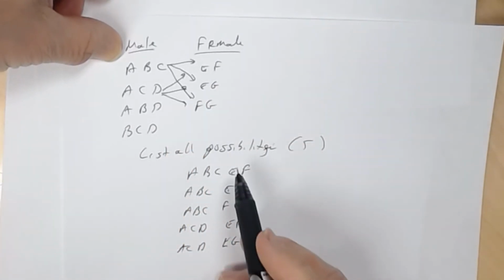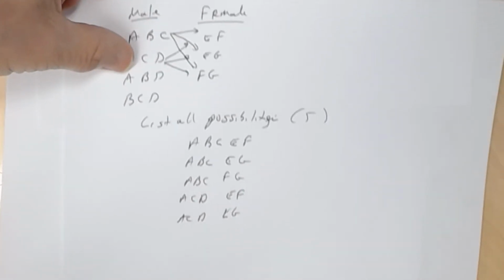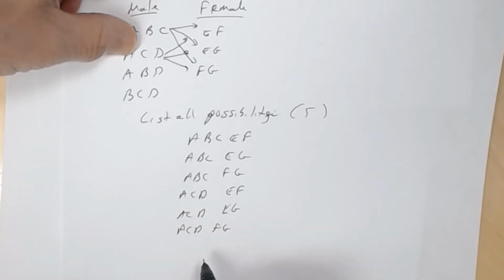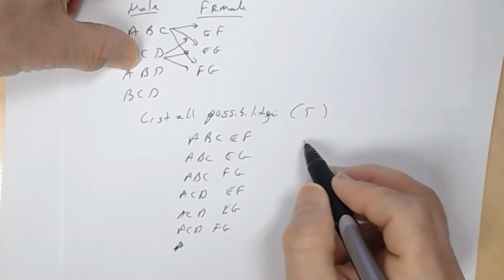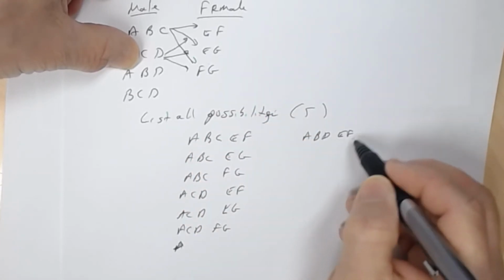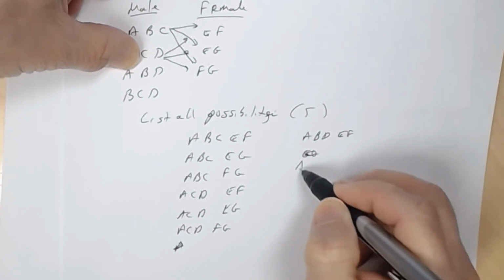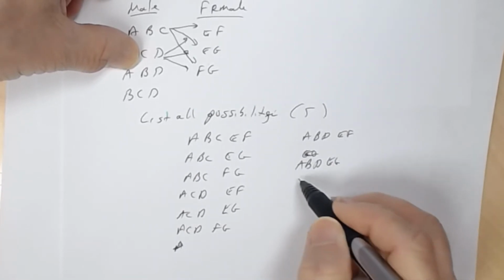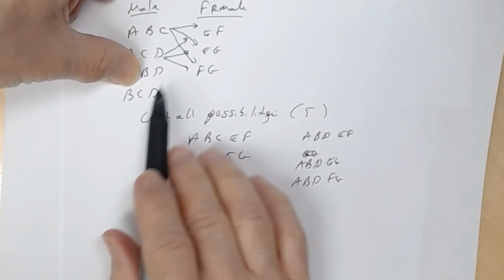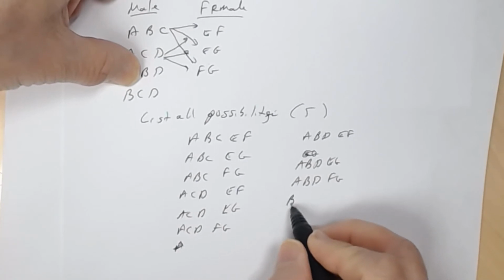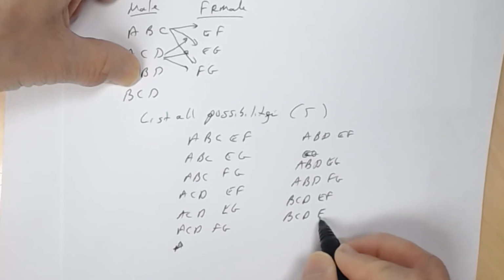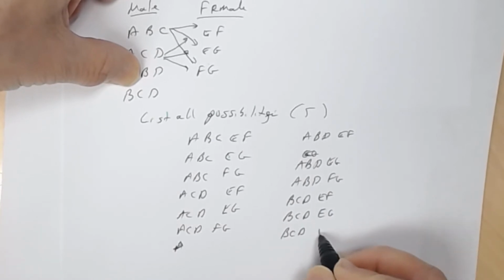Okay. Or I can have, make sure I did FG, I forgot FG, ACD with FG. Or I can have ABD go with each of those, right? EF, EG, sorry, ABD, EG, and then ABD, FG. And then finally I can have BCD go with any of these. So BCD, EF, BCD, EG, and then BCD, FG.